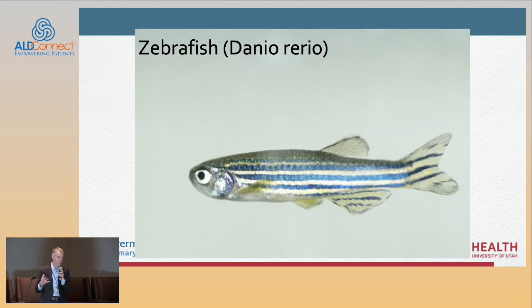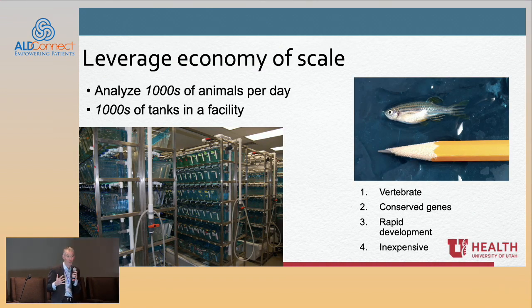So this is a picture of an adult zebrafish. If you haven't heard, this is my slide to introduce zebrafish. Basically, zebrafish are a small vertebrate animal. They have the same genes we do. They develop their myelin the same way. They grow fast, and they're inexpensive. So we can do things in zebrafish fast and cheap that you can't do in other model systems.